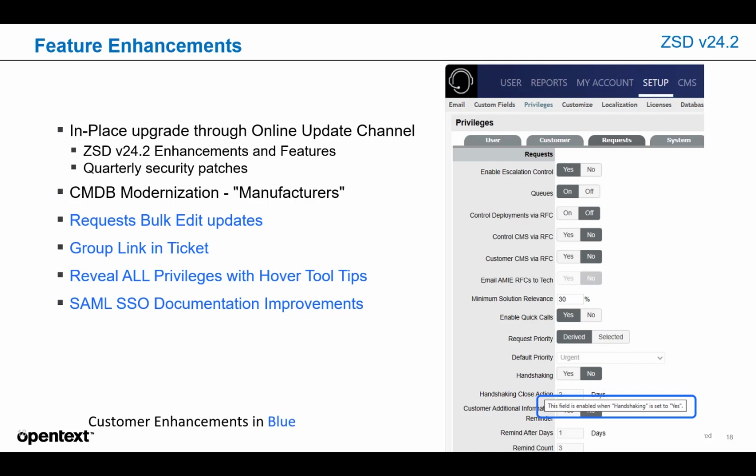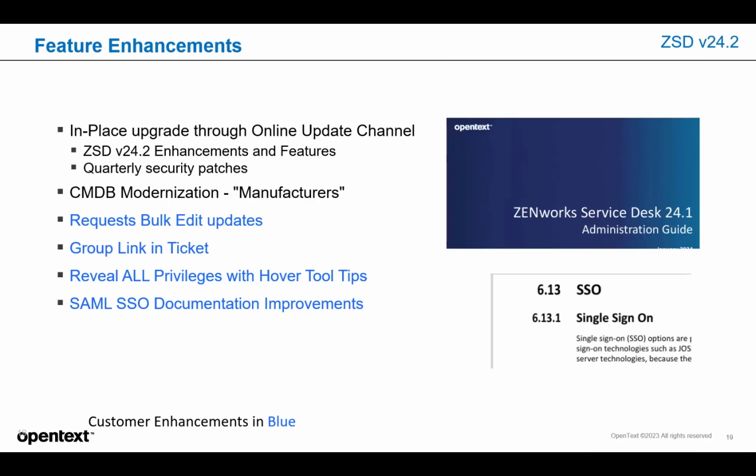Reveal all privileges and hover over tooltips. In the privileges of the ZENworks Service Desk administration, we now have revealed all the available options for configuration. And those child options that are not enabled, you can hover over to be able to see what needs to be set in order to enable that particular feature or option. We've also added some SAML single sign-on documentation for those using Shibboleth and other SAML connections.